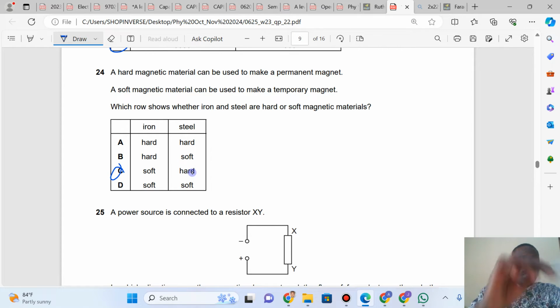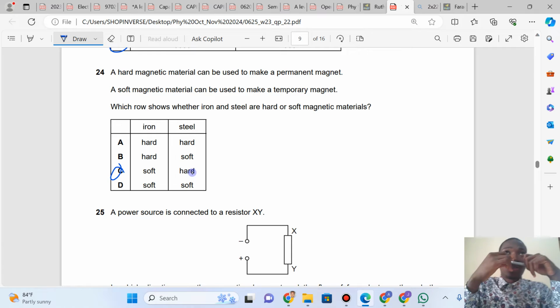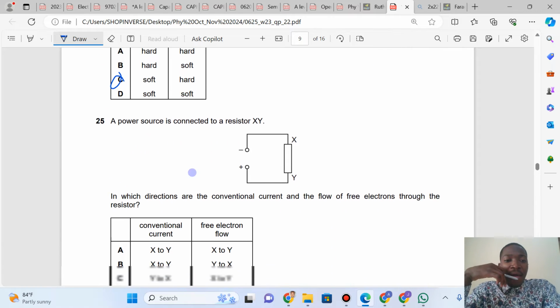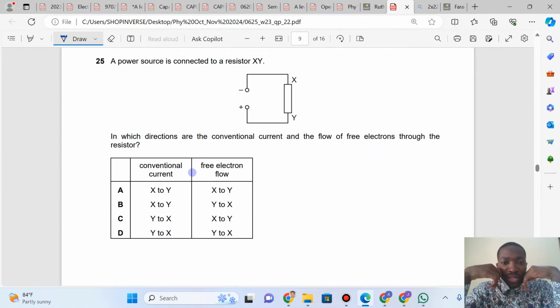That makes C the correct answer to question number 24. We go straight to question number 25. A power source is connected to a resistor XY. This is the resistor XY. In which direction are the conventional current and the flow of electrons through the resistor?